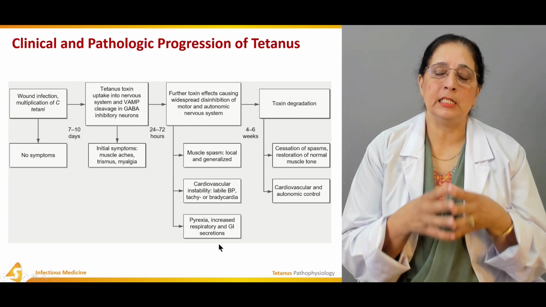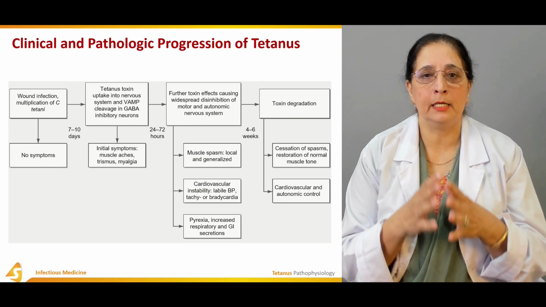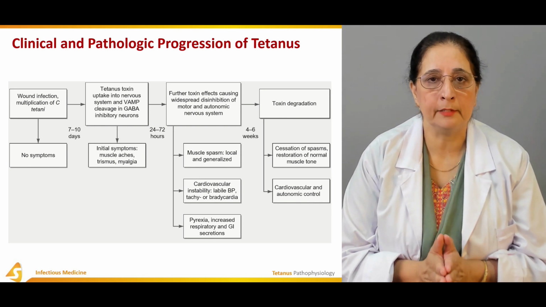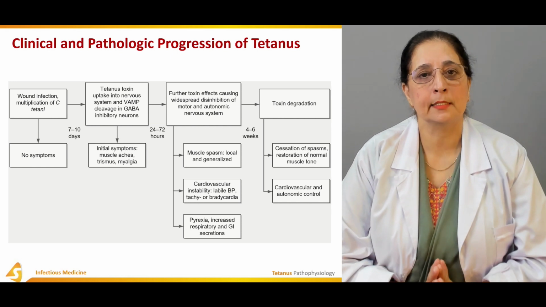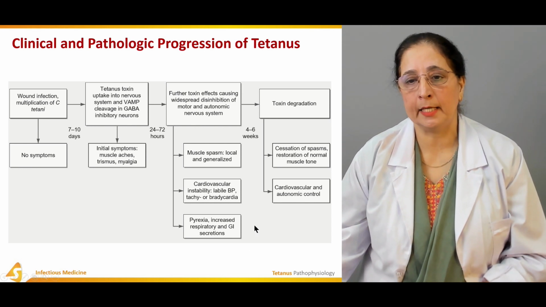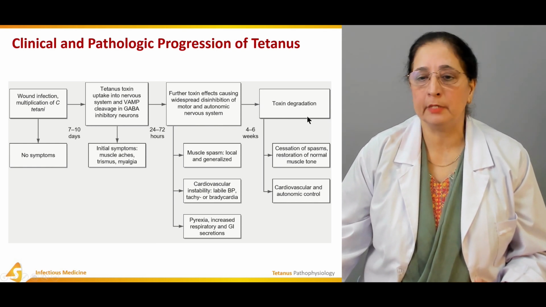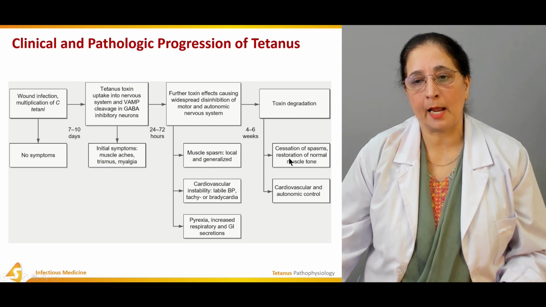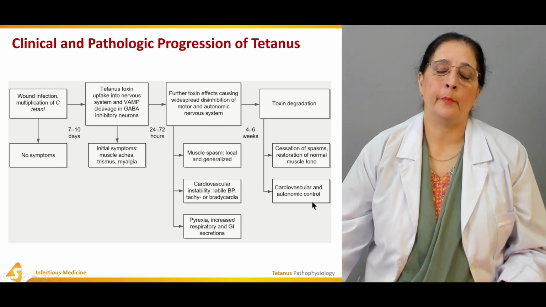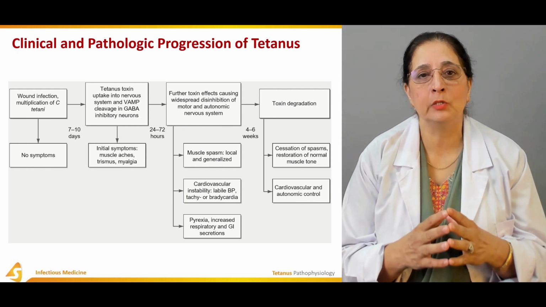So once the toxins start acting on different parts of the body, they affect the muscles, the cardiovascular system, the respiration, and the gastrointestinal tract also. Then, as the disease further progresses over 4 to 6 weeks, what happens? There is degradation of the toxin which is produced, cessation of spasm, restoring of normal muscle tone, and cardiovascular and autonomic control. So the disease progresses over about 4 to 6 weeks.